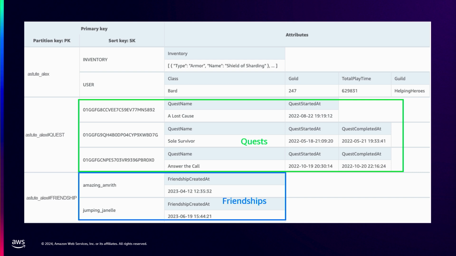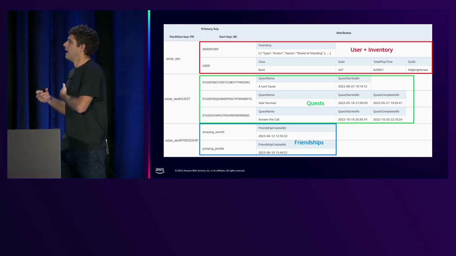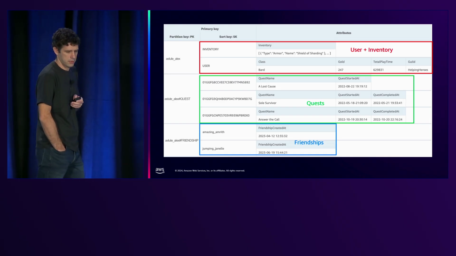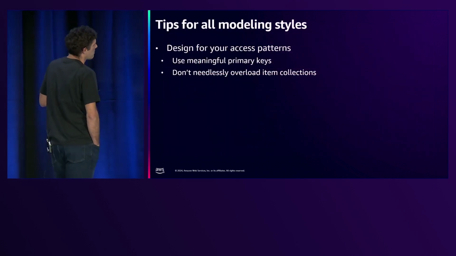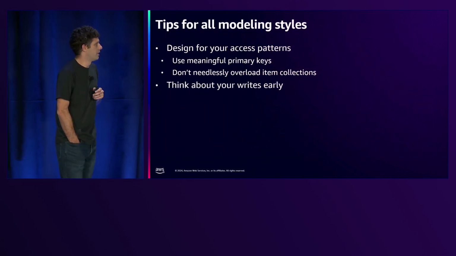an item collection, right? Your friendships are grouped together. Maybe you do want to have your user and inventory grouped together in the same item collection, because sometimes you'll fetch them separately, sometimes together, that's okay. But only put them together in the same item collection if you're actually going to fetch them together. Otherwise, it's going to be harder for you to write the queries on that sort of thing. You're going to get less spread across your partition keys if you don't do that. So again, designing for your access patterns is huge.